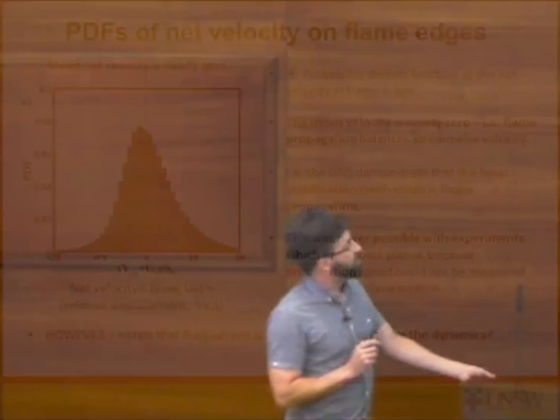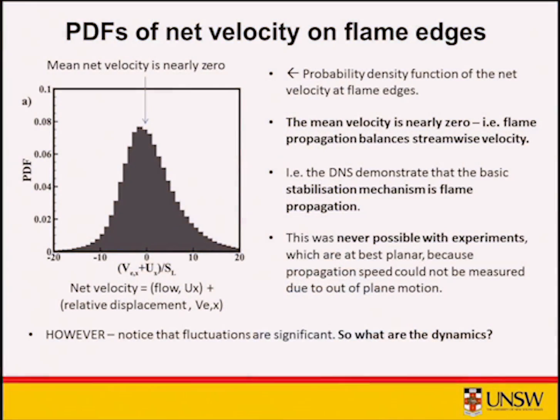So we can get a PDF of those flame edge velocities. This is the PDF, and this is the net velocity. Again, it's the flow plus the relative displacement. As you can see, the mean and the median are nearly zero. That basically demonstrates that the flame relative propagation exactly balances the oncoming flow, which essentially shows that edge flame propagation is the stabilisation mechanism.